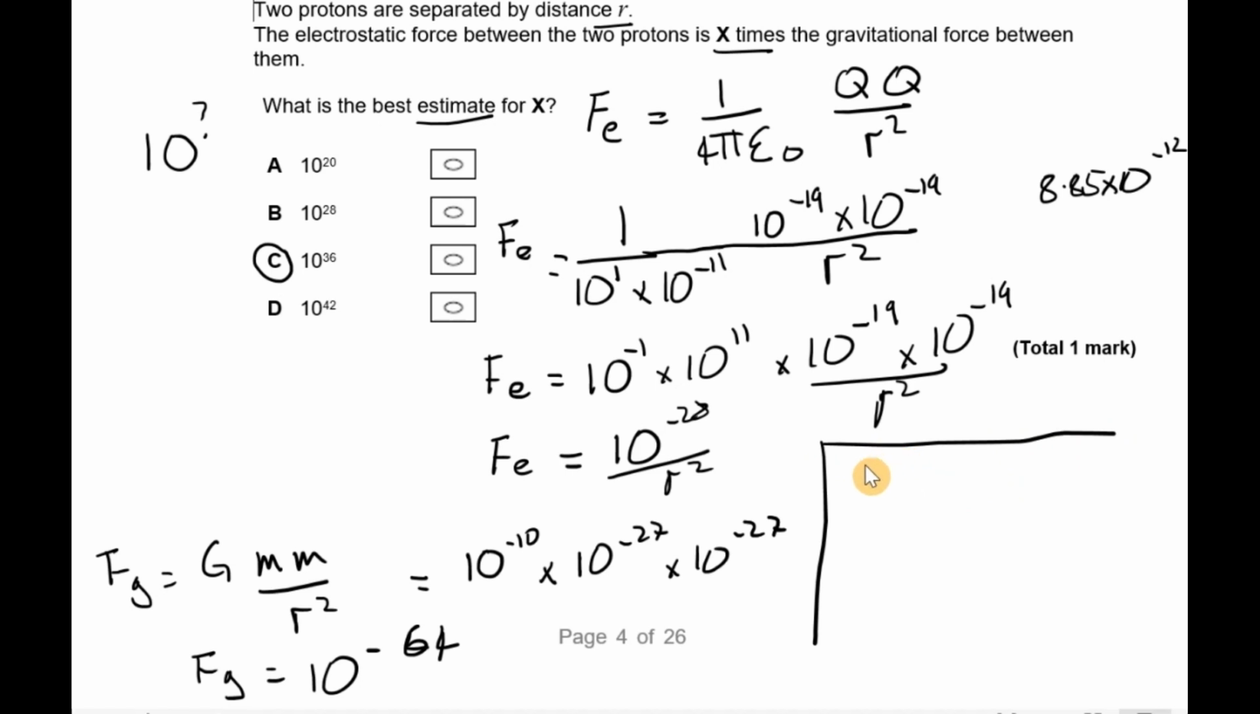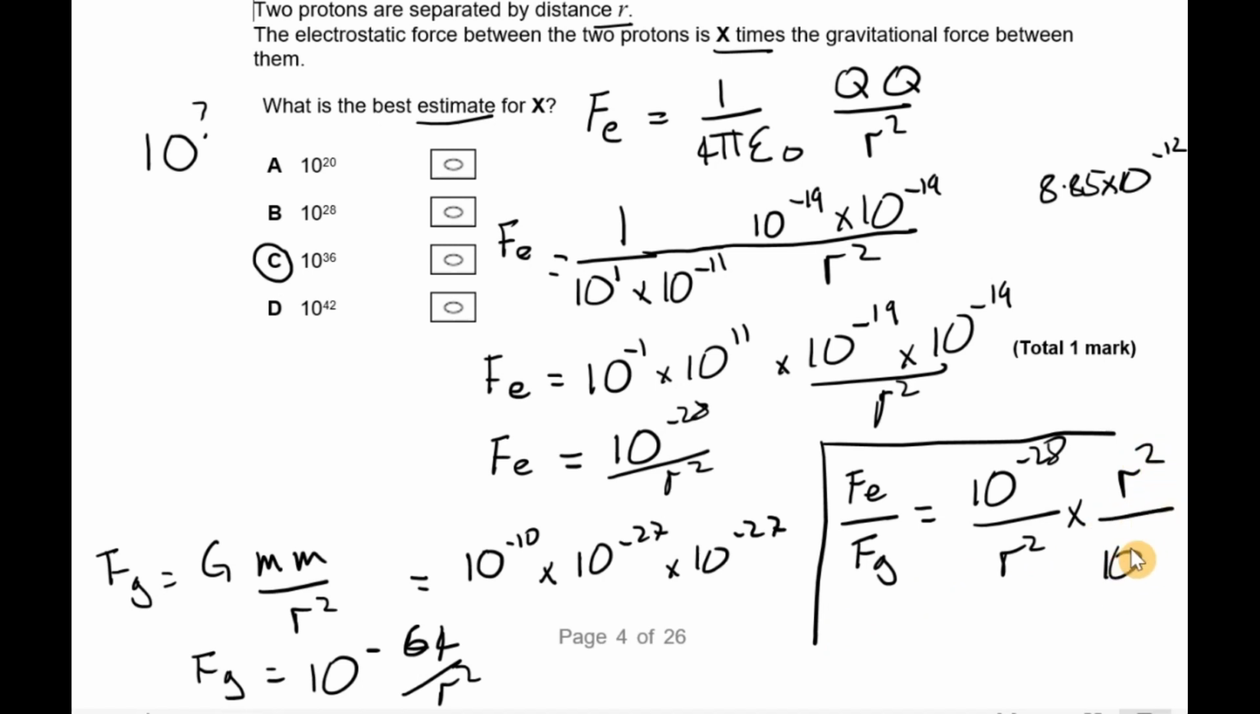So Fe over Fg, the electrostatic force over the gravitational force, is 10 to the minus 28 over r squared divided by, I forgot to put my r squared in here, it's a bit irrelevant, but let's put it anyway, divided by the gravitational force, which is the same as multiplying by the reciprocal, r squared over 10 to the minus 64, and again that would be 10 to the minus 28 multiplied by 10 to the plus 64, and that gives me an answer of 10 to the 36.